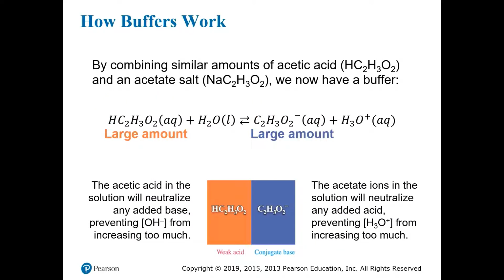So by combining similar amounts of acetic acid and the acetate salt, in this case sodium acetate, we now have a buffer. We have relatively large amounts and roughly equal amounts of acetic acid and its conjugate base, the acetate ions. The acetic acid in the solution is going to neutralize the addition of any base, which will prevent the hydroxide ion concentration from increasing too much. The acetate ions, on the other hand, will neutralize any additional acid, which will prevent the hydronium concentration from increasing too much.